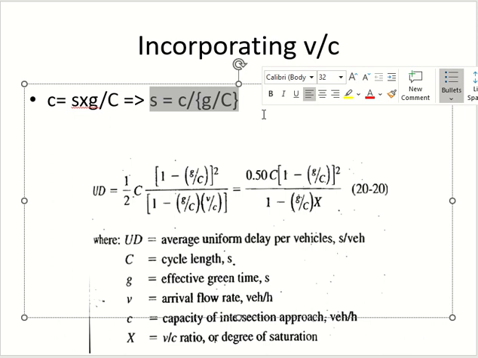Now this V by C ratio is very important. We use V by C ratio in the equation for calculating roundabout delay. We can also use V by C ratio to calculate the level of service. In the level of service topic, there was a table. Instead of using density, you can use V by C ratio. So this is a very important ratio, and you will see it in many equations.